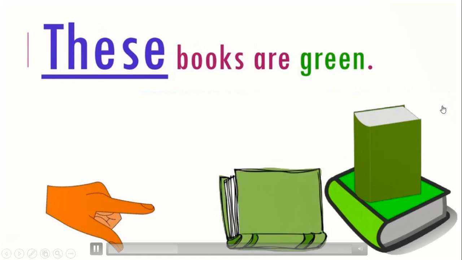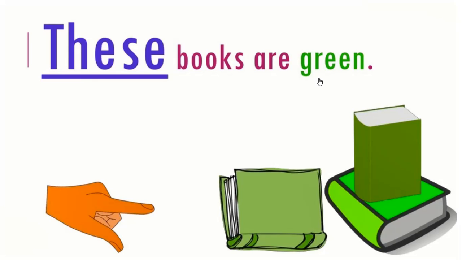Okay. Next, these books are green. So green is again an adjective, as you can see. What kind of adjective is green over here? So these here is a demonstrative adjective because it is pointing out the books. Now green is also an adjective because it is describing the books, giving more information about the books. Now what kind of adjective is green? Can you guess? It will be an adjective of quality.